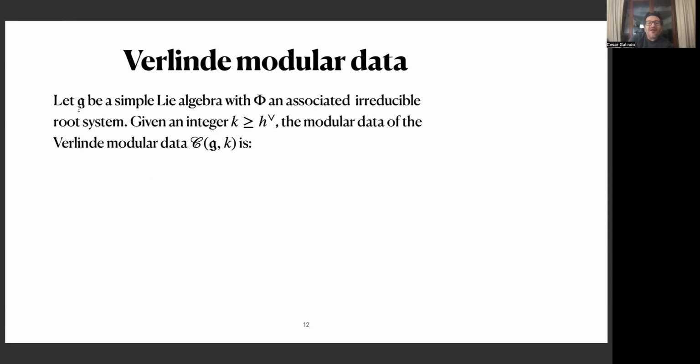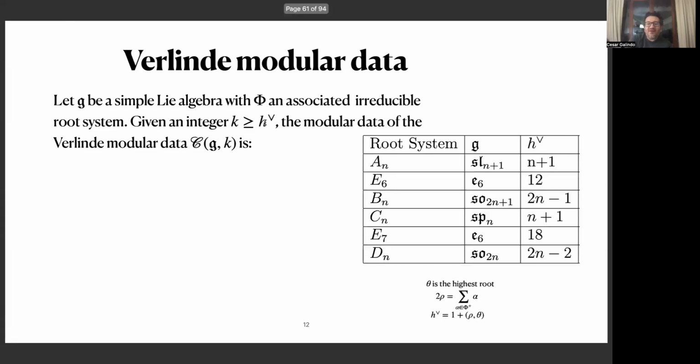So the idea is you start with a complex simple Lie algebra, and you fix the associated irreducible root system. We need to fix an integer that should be bigger than the dual Coxeter number. I will explain in a second what it is. The Coxeter number is defined through this kind of formula, where rho is half of the sum of the positive roots, and theta is the highest root, and this number is defined by this particular equation.